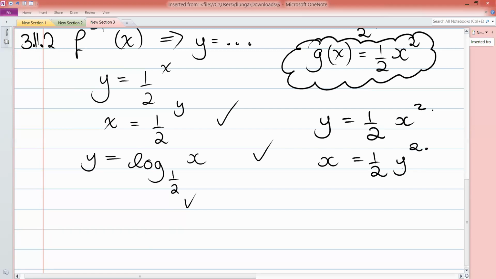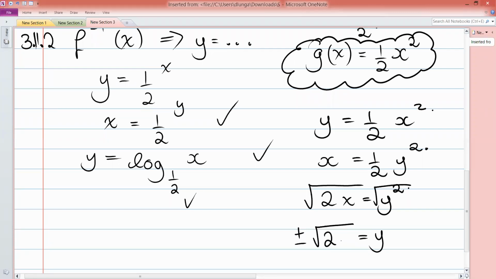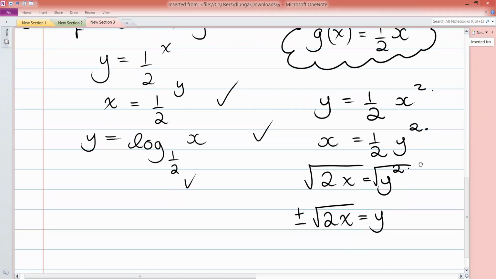Next step, you want to isolate your y. Since you were multiplying by a half, you're going to multiply both sides by 2 to get rid of this half here. So you end up with 2x equals y squared. The last step would be to take the square root of both sides. So y equals the square root, positive and negative, of 2x.